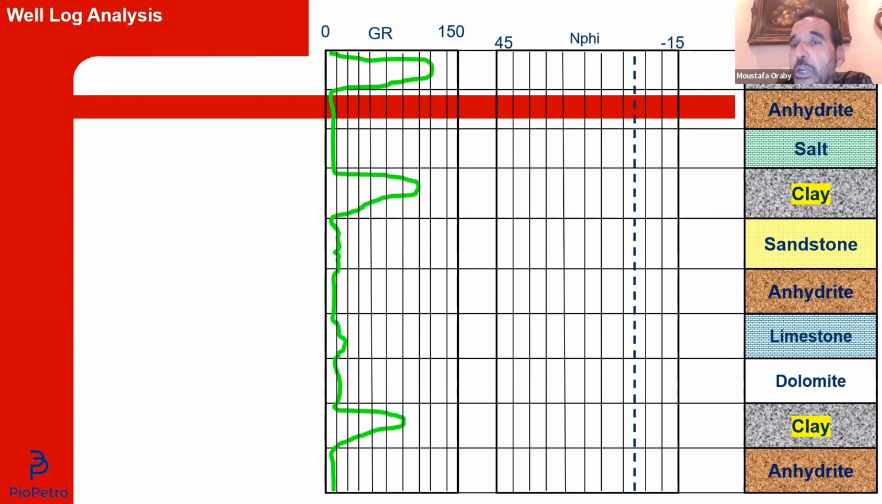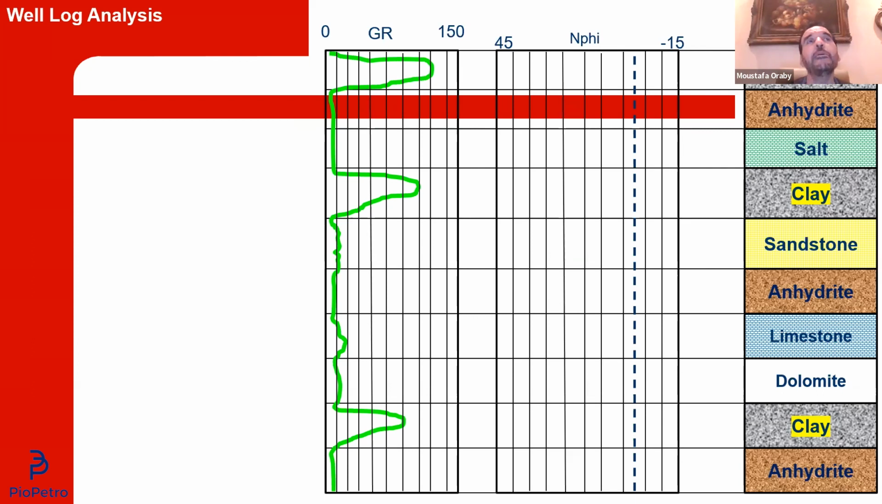If the neutron passes in front of a clay zone, will it read porosity or not? Let's go back and find out. The neutron tool measures the hydrogen component. Forget about the porosity; the neutron is measuring the hydrogen component. Does the clay have hydrogen? Yes, because clay has H2O and clays have OH. Both have hydrogen. That's why in front of the clay, the neutron tool will read very high, because the neutron tool responds to hydrogen, and clays have a lot of hydrogen.